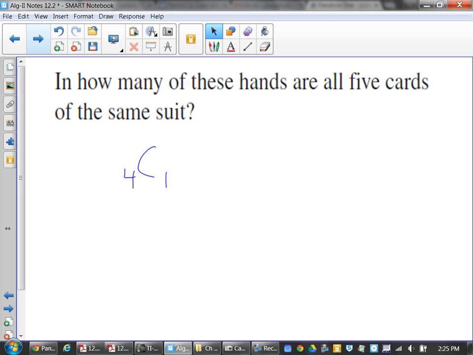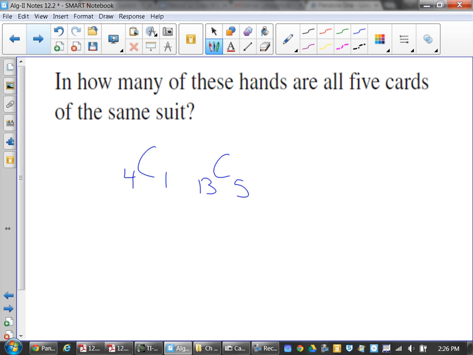Now, what I want you to think about here is you've chosen a suit. Okay, we've chosen a suit. How many cards within that suit do you have to get? 5 of them. So your next thing here was 13 choose 5. And what we do is we multiply those 2 together.